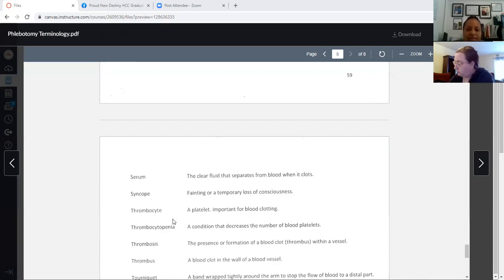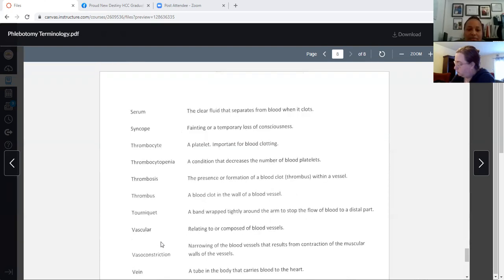Thrombocyte. You want to highlight thrombocyte. Thrombocyte is a platelet, and it is important for blood clotting. Thrombocytopenia, a condition that decreases the number of blood platelets. Thrombosis, the presence or formation of a blood clot, thrombus, within a vessel.